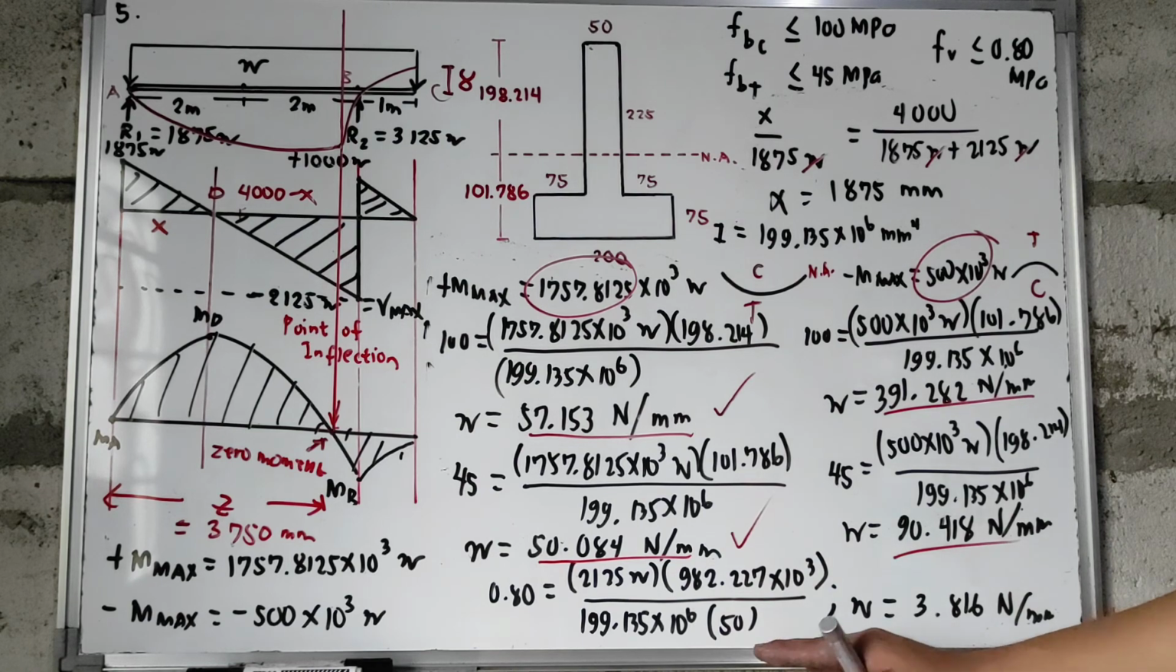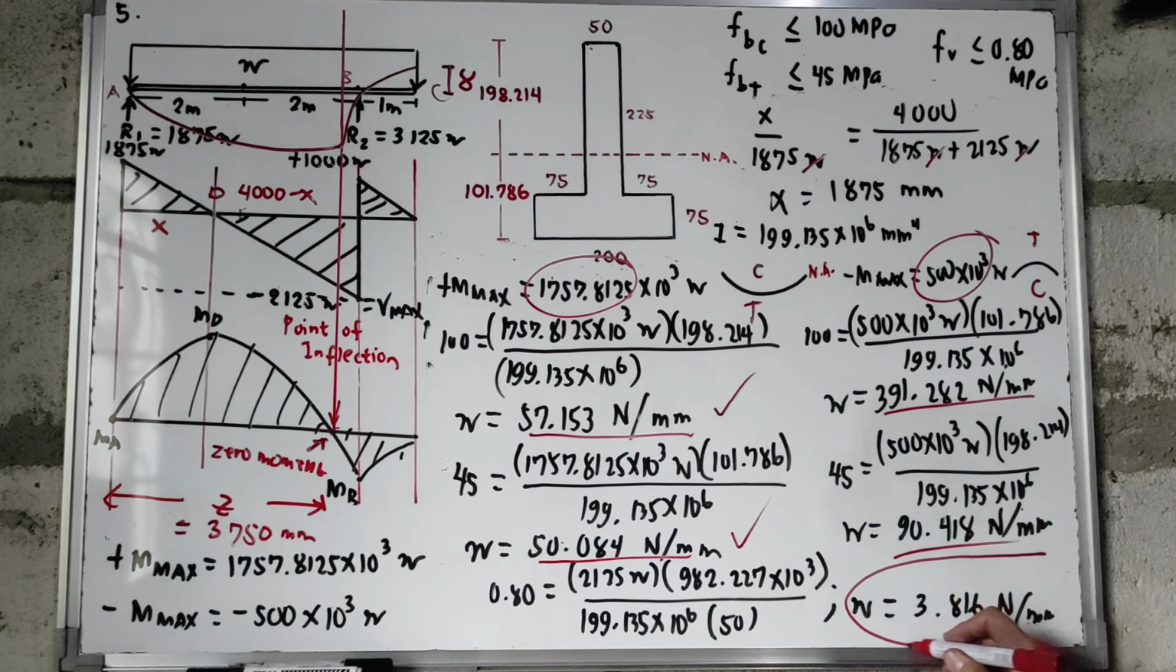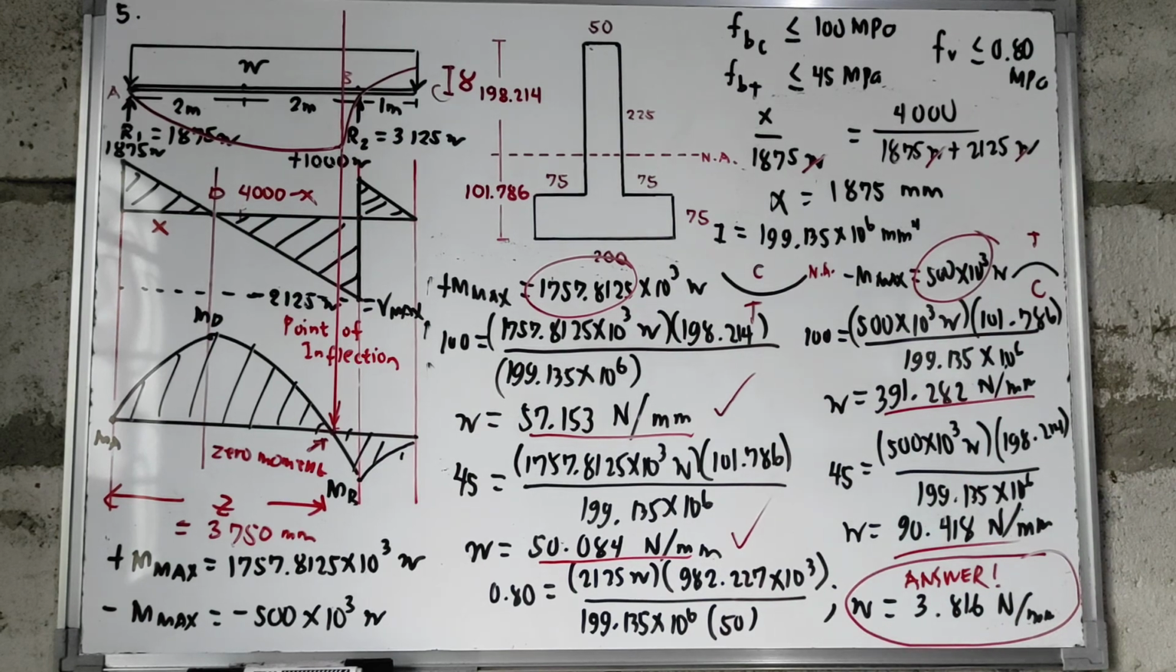So, nung kinonsider naman natin etong allowable shearing stress natin, nakuha naman natin etong 3.816. So, meaning to say, kapag loadings, yung pinakamababa yung i-consider natin. So, this will now become your answer. Yung answer natin is 3.816 Newton per mm. So, that will be all for our problem number 5.